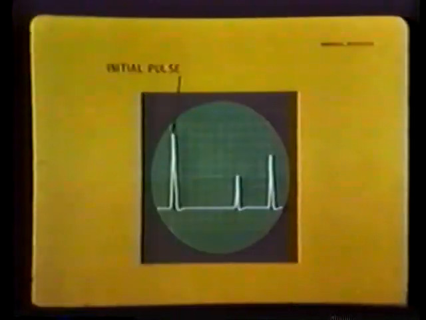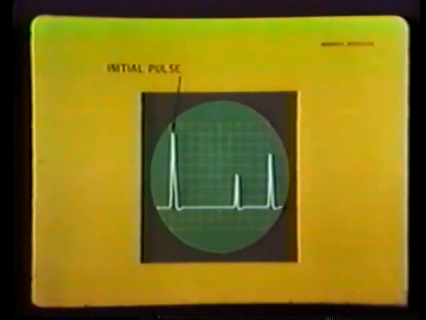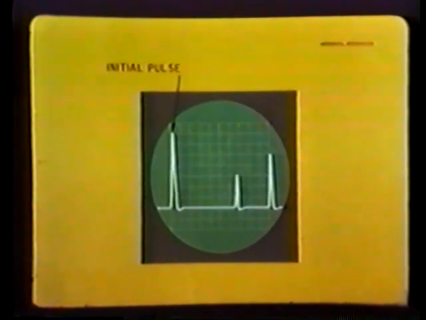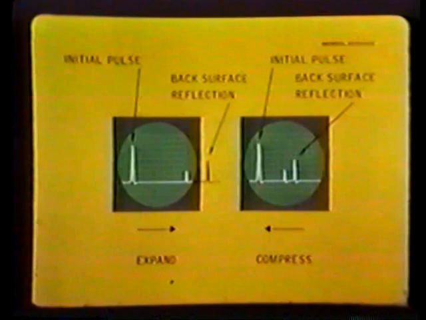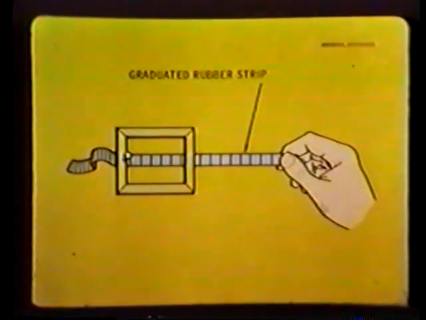In contact testing, the sweep delay is generally set to align the initial pulse with a grid line on the left side of the screen. This establishes the starting point for the display. The sweep range control is used to expand or compress the display. What happens is similar to that of stretching a graduated rubber strip behind a window frame.